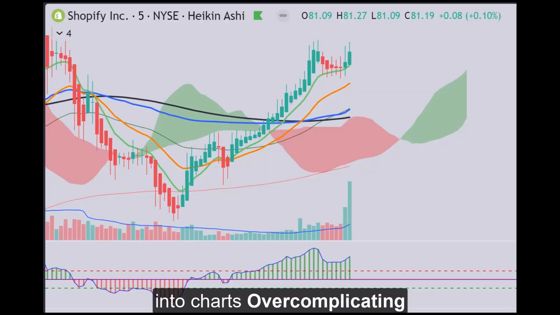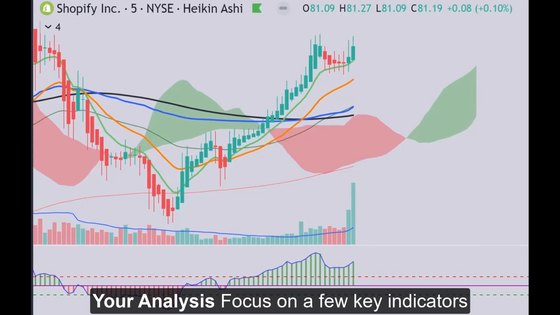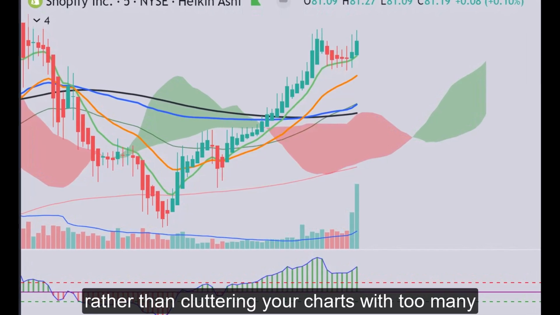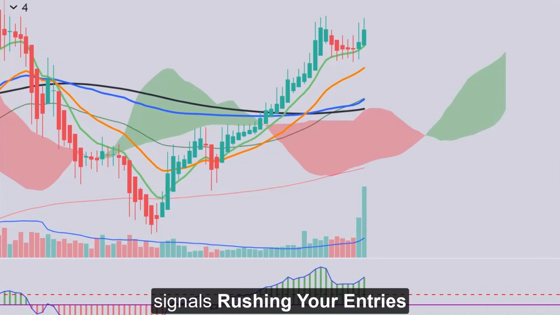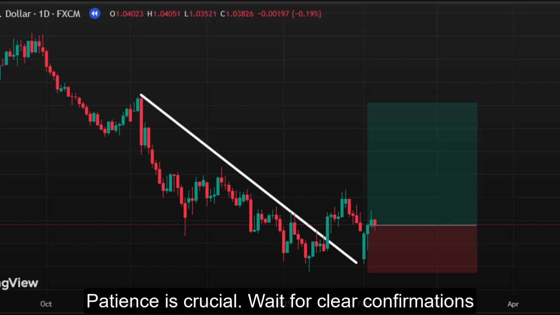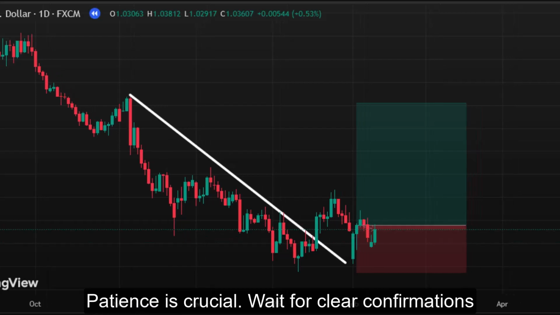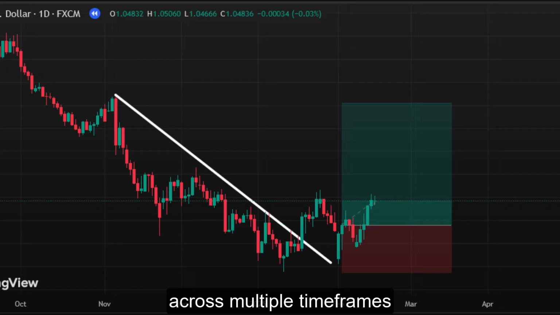2. Overcomplicating your analysis. Focus on a few key indicators rather than cluttering your charts with too many signals. 3. Rushing your entries. Patience is crucial. Wait for clear confirmations across multiple time frames.